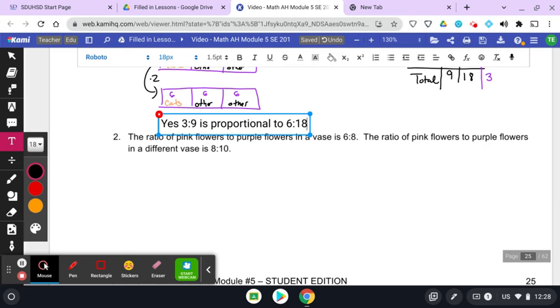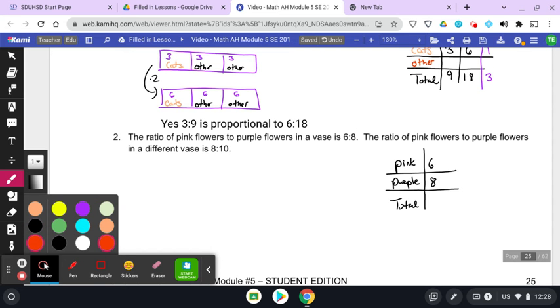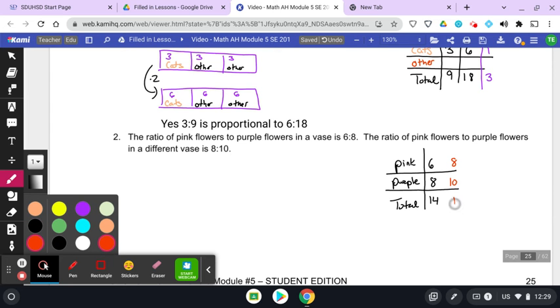Okay, number 2. The ratio of pink flowers to purple flowers in a vase is 6 to 8. So this time they're giving us a part to part. They gave us pink to purple. So I think, okay, I got pink, I got purple, and then I've got a total. They gave us pink to purple is 6 to 8. And then they gave us a different vase, pink to purple is 8 to 10. Okay. So in the first one, I'd have 14 total. In the second one, I'd have 18 total.